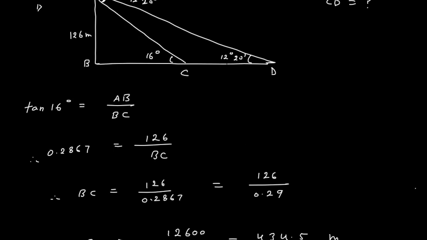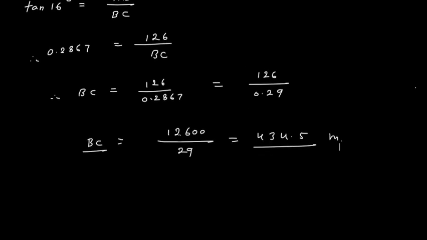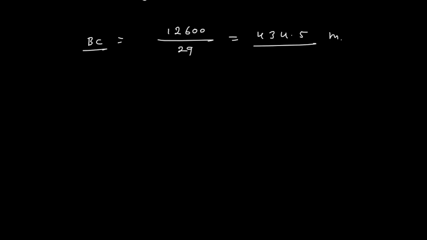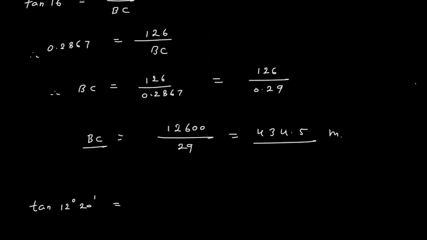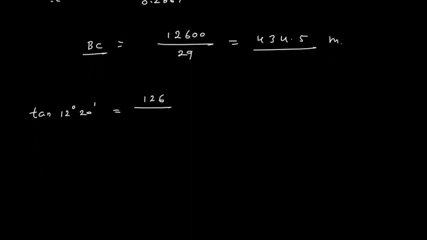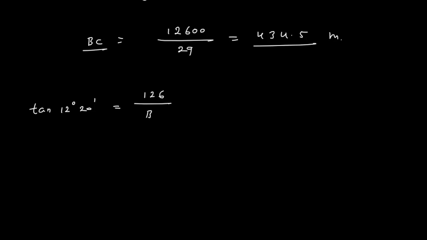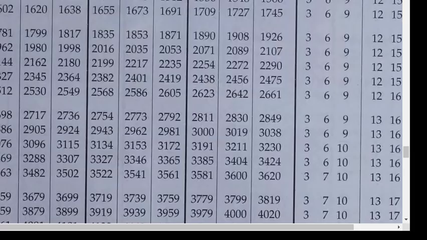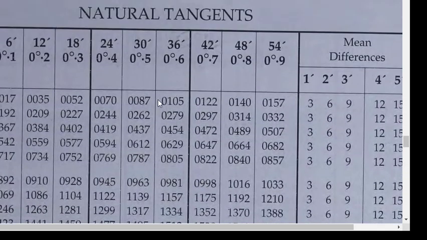Then tan 12 degree 20 minute. Similarly, we will calculate tan of 12 degree 20 minute, and this will also be equal to 126 divided by, now this time it will be divided by BD. So therefore tan 12 degree 20 minute. So 12 degree 20 minute, if we see, this is 12 degree and 20 minute.